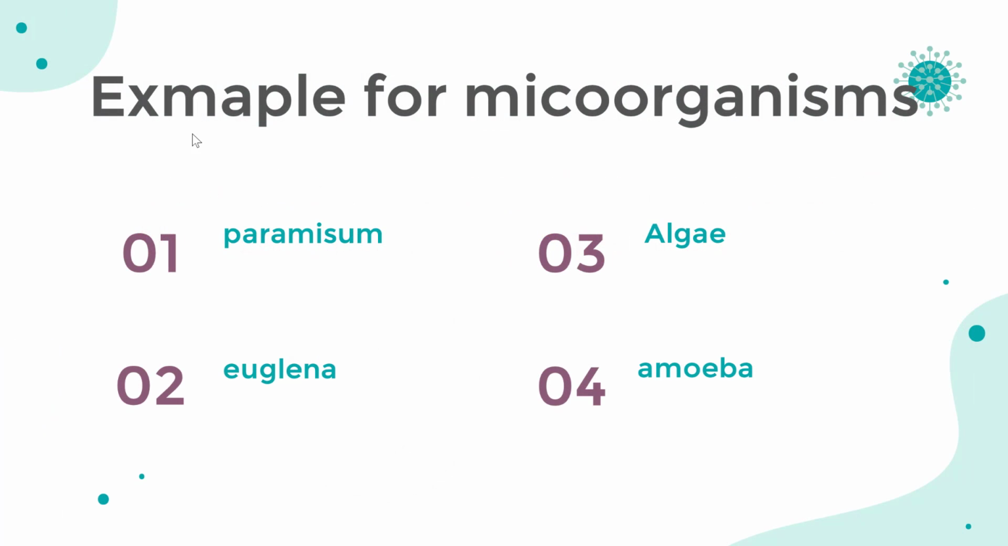Some examples of microorganisms are paramecium, algae, euglena, and amoeba. You should know that euglena is like both a plant and an animal. Like a plant, it has chloroplast that allows it to make its own food.